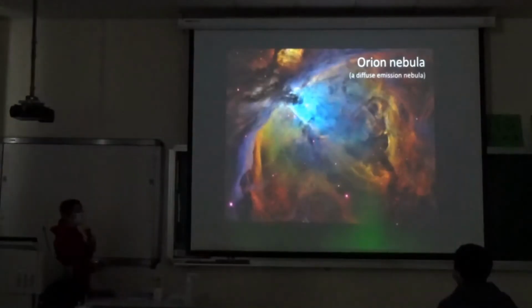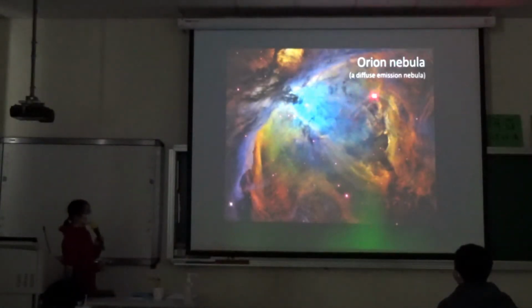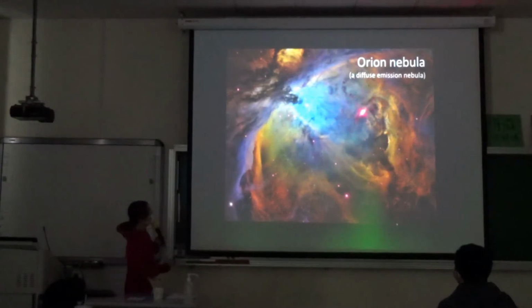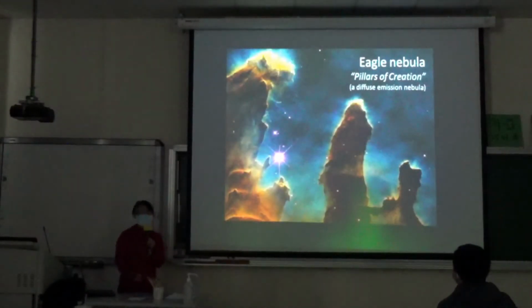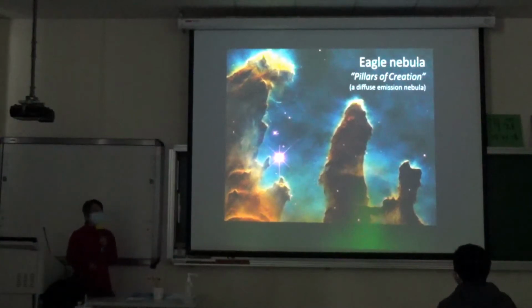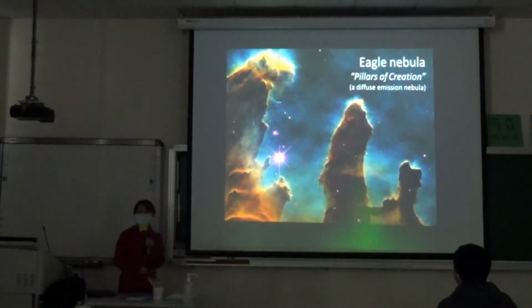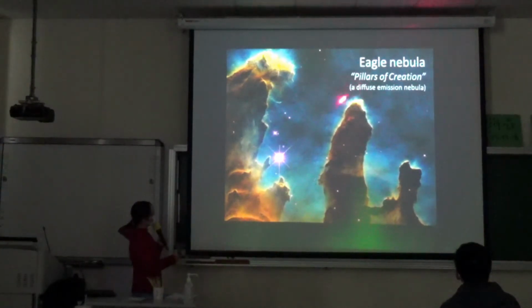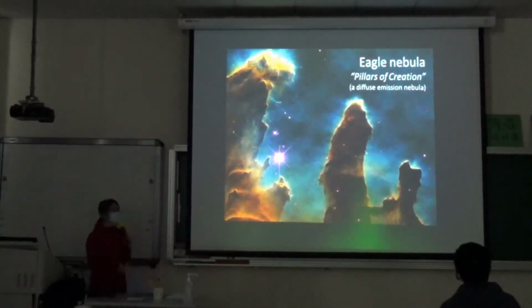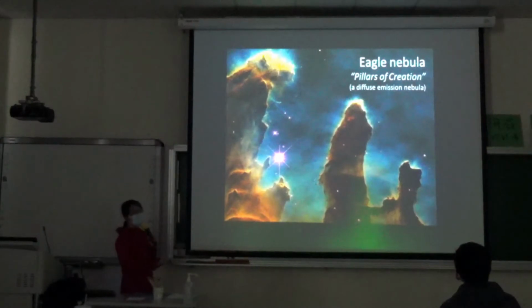Thank you. Okay, Orion nebula. It's a diffuse emission nebula, and you see this kind of photo in the video we watched 2 weeks ago. And this is the most popular image from the Hubble telescope, Eagle Nebula. And this is just part of the Eagle Nebula, and it has a name called Pillars of Creation.